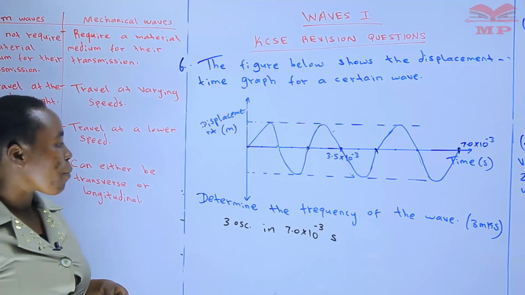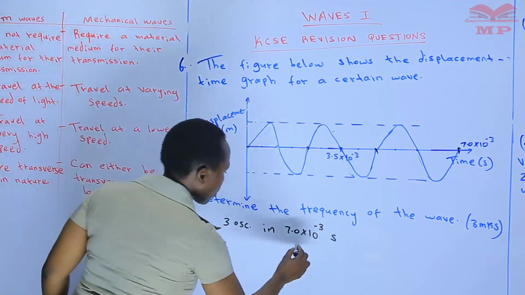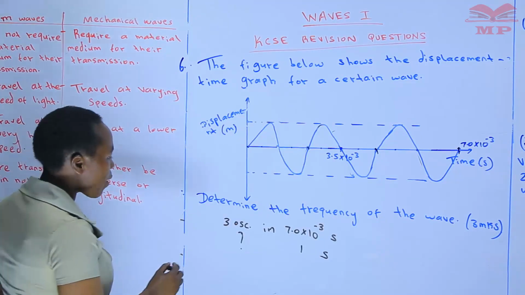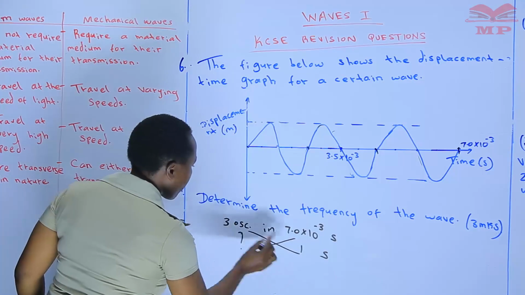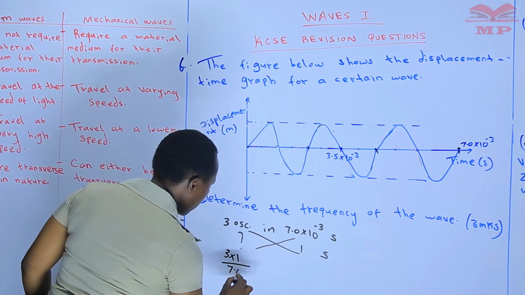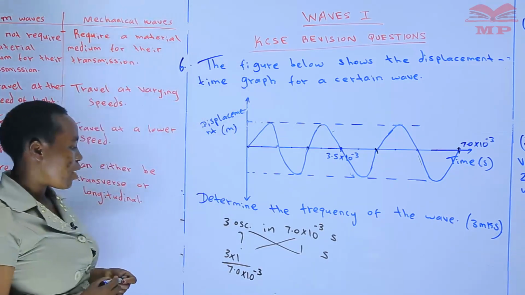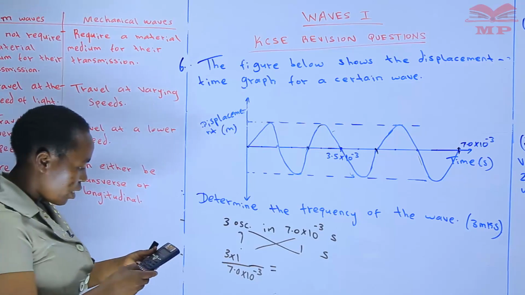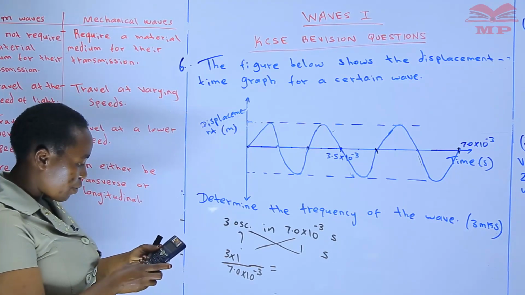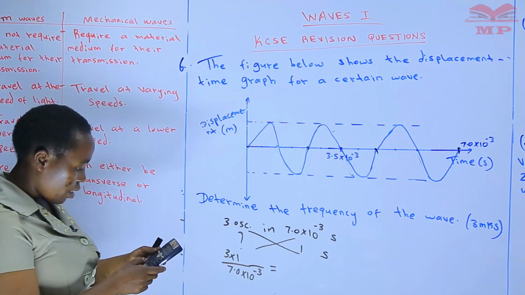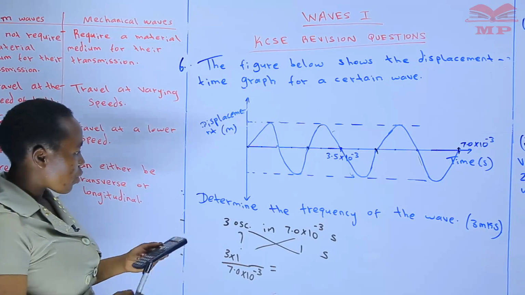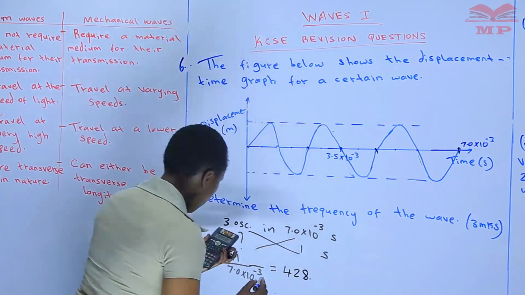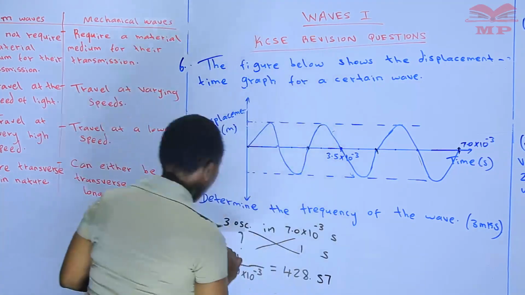Now that we know frequency is the number of oscillations in 1 second, we ask ourselves, how many oscillations are we going to have in 1 second? And that will be our frequency. So we are going to have 3 times 1 divided by 7.0 times 10 power negative 3. We can calculate this using your calculator. So what do you end up getting? We can write it to 2 decimal places: 428.57. And this is frequency.